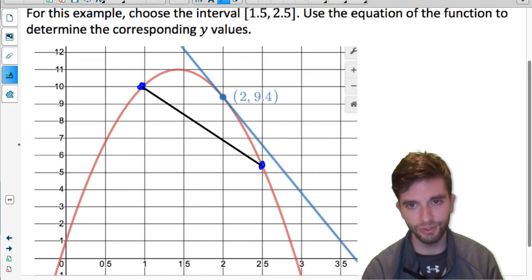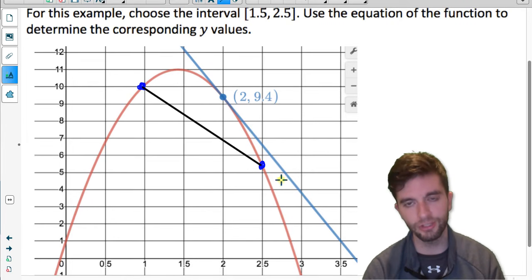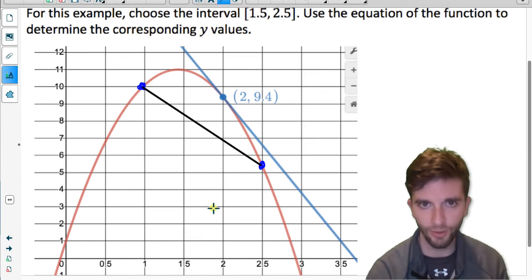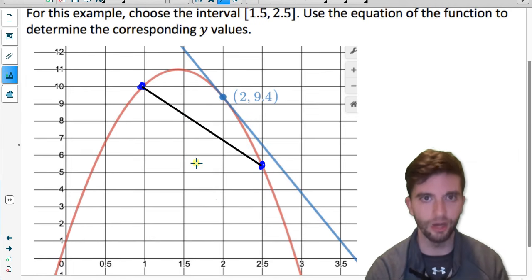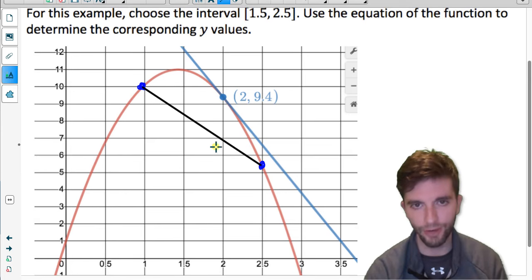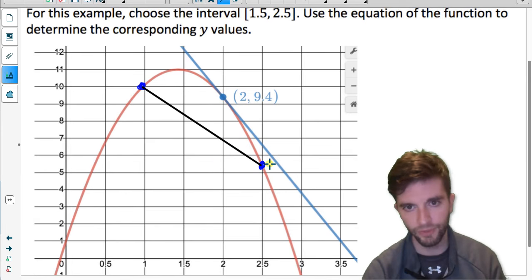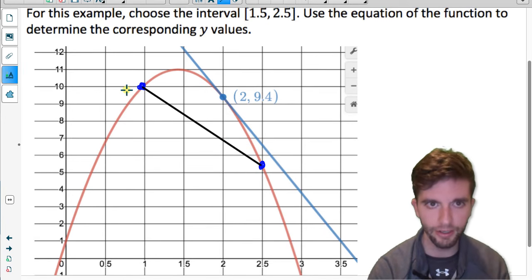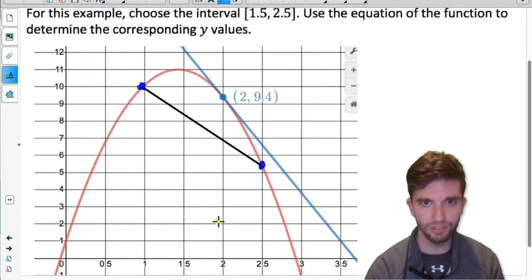And I had Desmos draw in that tangent line for us, just so we could see what it looks like and have a good reference point. When we're actually doing this question, we don't actually have that tangent line drawn for us, but it's a good reference point to know what we're aiming for. So that secant slope, I mean, it's not far off from that tangent slope, but it's not great. We could do better by making the interval smaller.